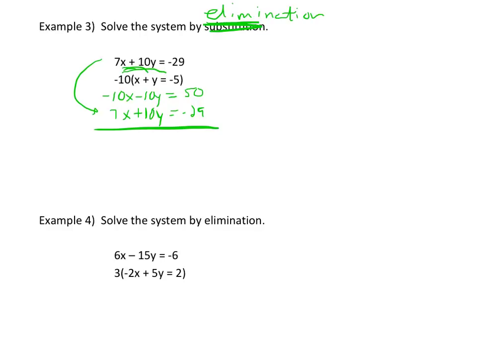We do have y values that are opposite signs or opposite values, so we can go ahead and add these equations together, because they will cancel. Negative 10x plus 7x, remember we are adding the equations. We get negative 3x, our y's cancel, and we get 21 when we take 50 minus 29. Divide both sides by negative 3, and x is equal to negative 7.